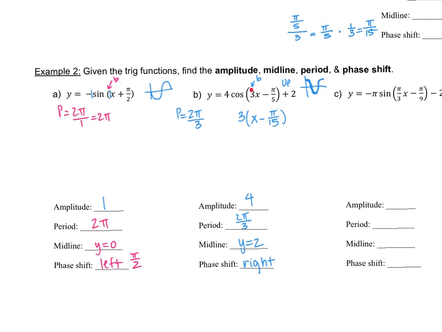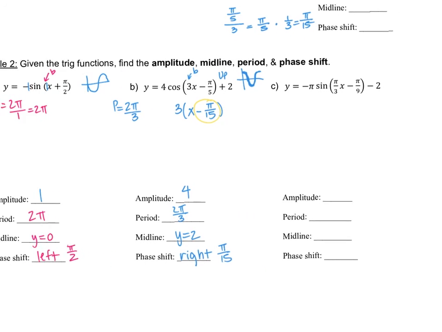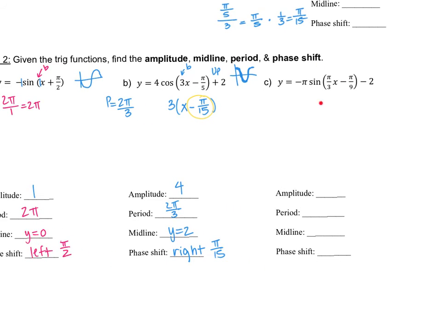So 3 times x is 3x. 3 times pi over 15 would be pi over 5 because the 3 would cancel out with the 15, giving you the 5. So this kind of shows you how the 3 is distributed. So we can see this is right, pi over 15 once you factor out the b value, or the 3. So that's kind of tricky, but we'll practice it with part C as well.